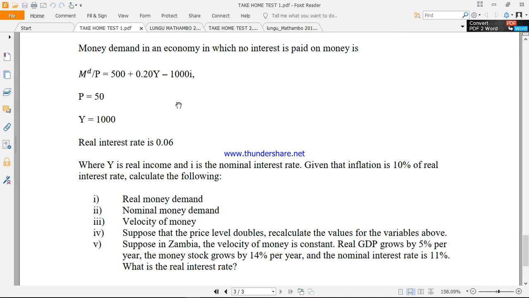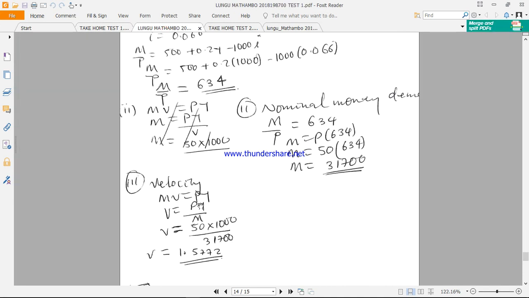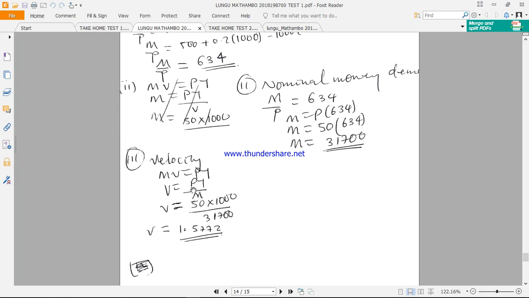Let's get the velocity now. So velocity, now that we have M, we have P, we have Y, we can use this formula and get velocity. So MV is equal to PY. Just make V the subject of the formula, which is PY over M, which is just nominal GDP over the prevailing quantity of money. So nominal GDP is 50,000 divided by 31,700, and then we're finding that the rate at which money is changing hands is just about 1.5, 1.6, let me say. So the velocity is 1.5772. We are done like that.